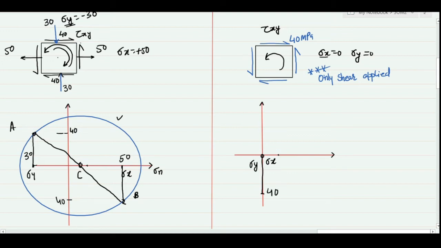Similarly, for the top face where we have sigma y, the shear stress is in the clockwise sense. So I'm going to put a line in the upward side of magnitude 40, and these 2 points will become the diameter of my Mohr circle. So this would be my Mohr circle for this special case. I hope you have understood how to construct a Mohr circle.